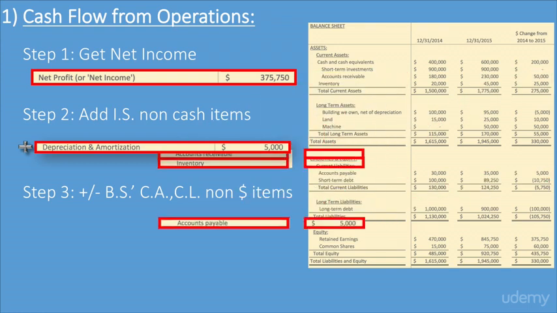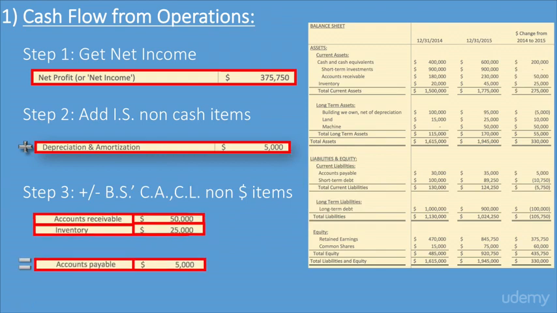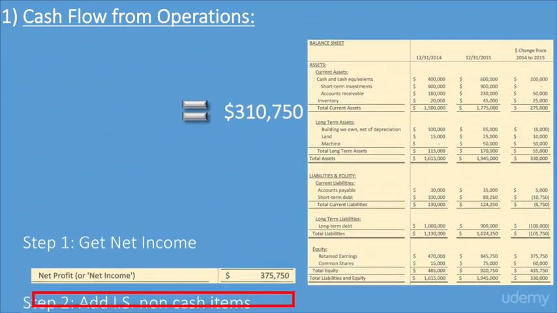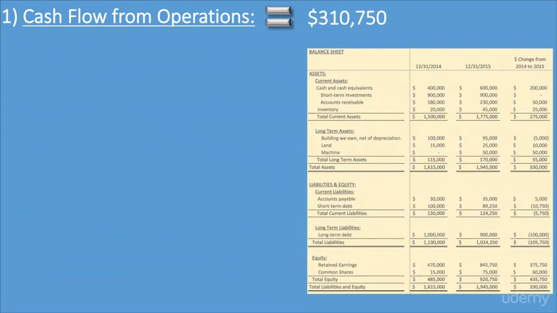So let's add this now. Okay, so what we get is we deduct those first 2 items because that's cash out of our pocket. And then we add accounts payable because it's cash in our pocket. And then what we get is cash flow from operations. Okay, so we're done with 1/3 now of the cash flow statement.